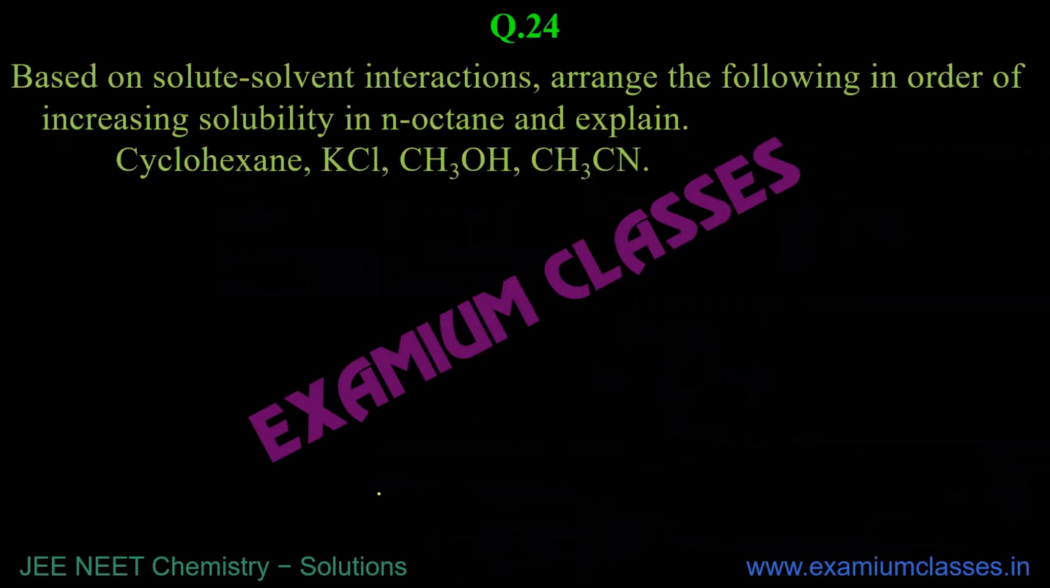Next question. Based on solute-solvent interactions, arrange the following in order of increasing solubility in n-octane and explain. This question, if you see previous papers of JEE, has appeared as MCQ. And the answer is very easy. Why is the answer very easy? Because polar dissolves polar, non-polar dissolves non-polar. That's the thumb rule.